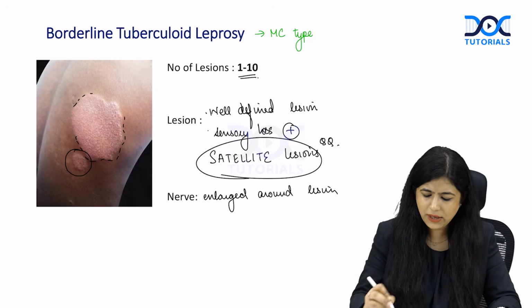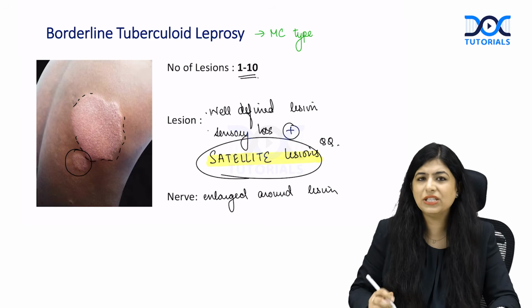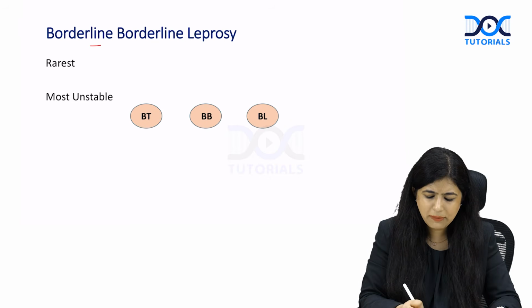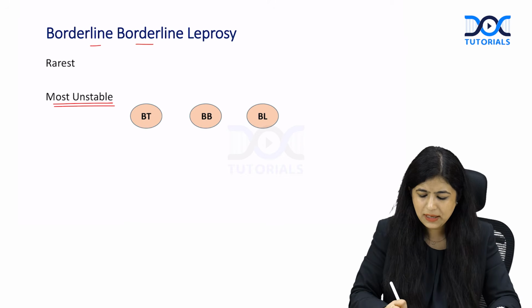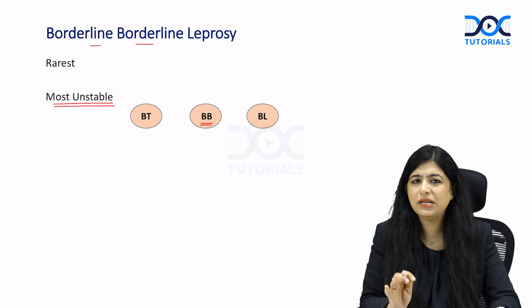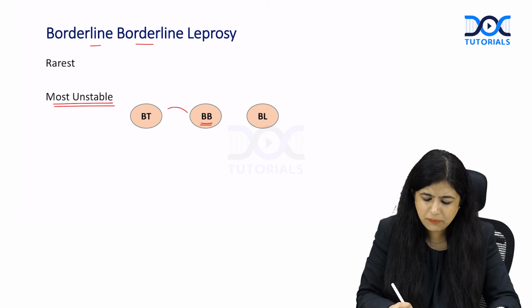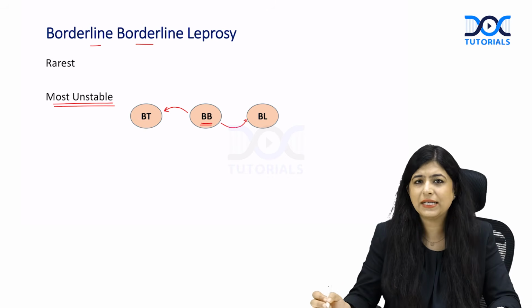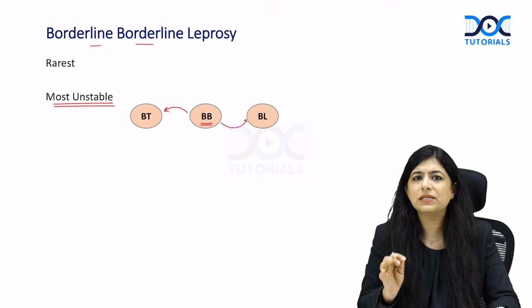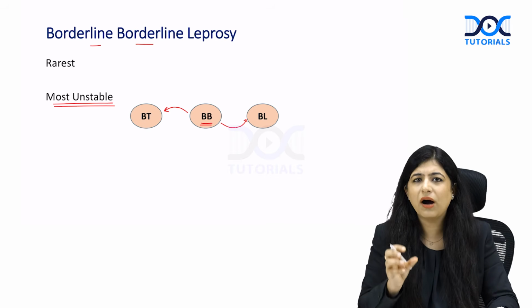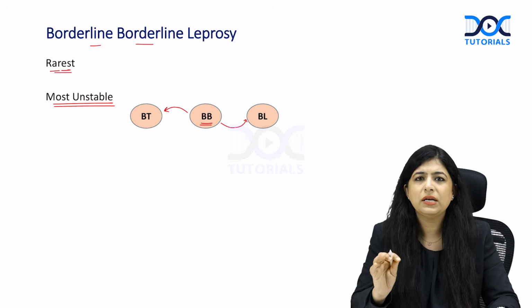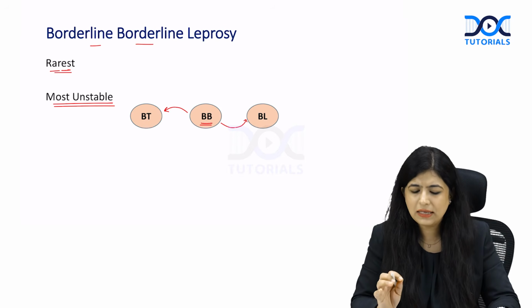So the most important point that you have to remember here is satellite lesions are seen in BT leprosy. As we come to borderline leprosy, this is the most unstable type of disease. Why? Because the immunity does not stay right here. It can either improve, leading to BT leprosy, or it can worsen, leading to BL leprosy. So this is an unstable disease because you hardly find a patient in pure borderline leprosy. This is also the rarest type of the disease.